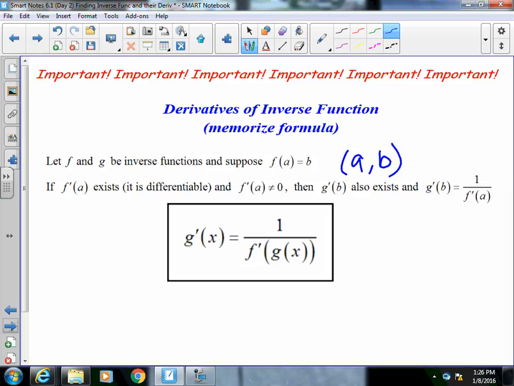If f prime of a exists, and f prime of a is not equal to 0, then g prime of b also exists, and if I want the derivative of the inverse at b, that's equal to 1 over the derivative of the original at a. How do we get a? Well, we plug b into our inverse. So this is going to make a little more sense when you see an example here in a moment.